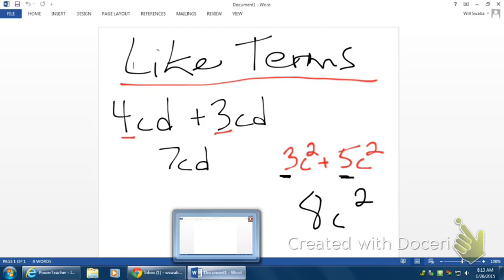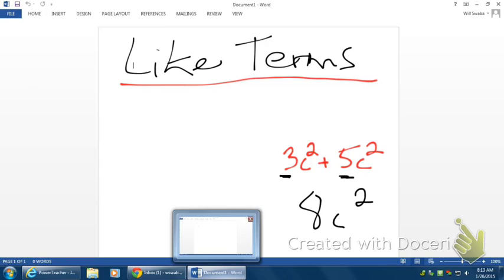Let's try something else. What do I do here? Add. Yeah, the only terms you add are the 2 and the 3. The d squared stays the same. So this becomes 5d squared. Okay? Yes, Freddie. What if the letters?